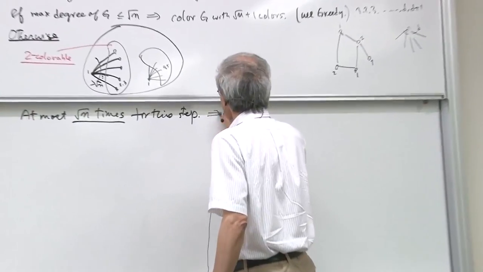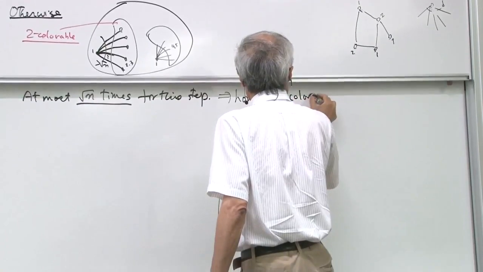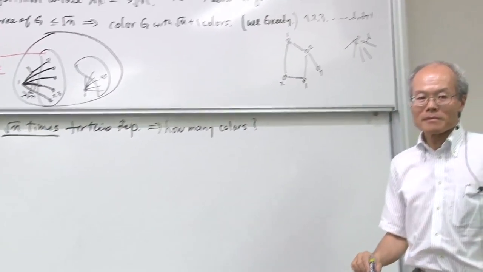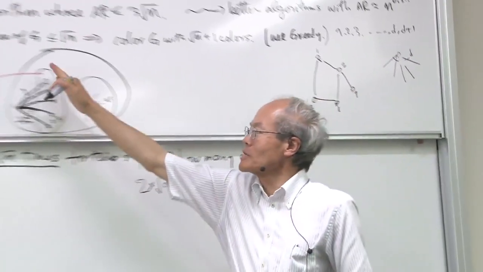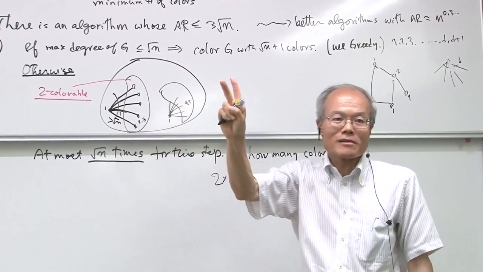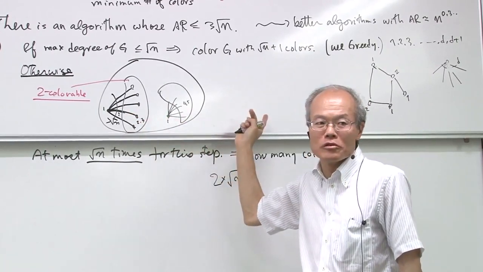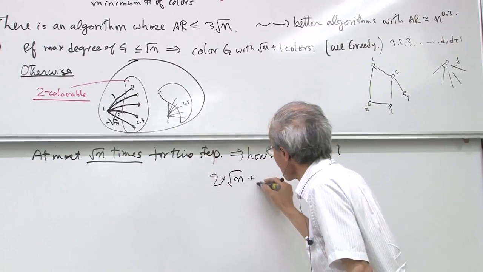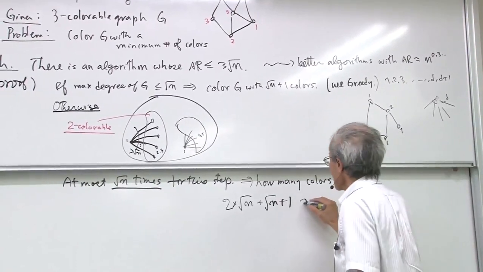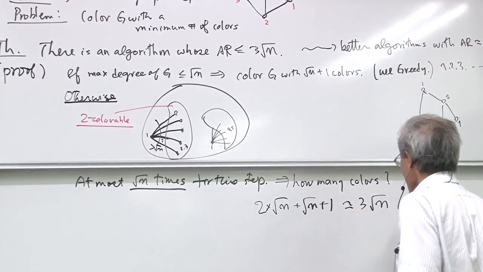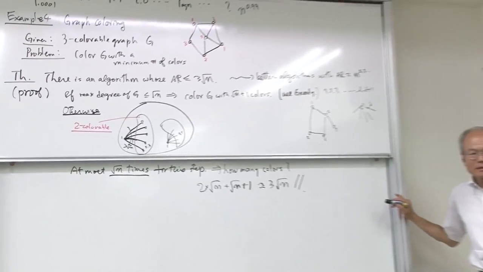How many colors? Two times square root of n, because in each step you need two colors. Maybe three for the first time, but two. So two times square root of n plus square root of n plus one. Yeah, this is almost three times square root of n.